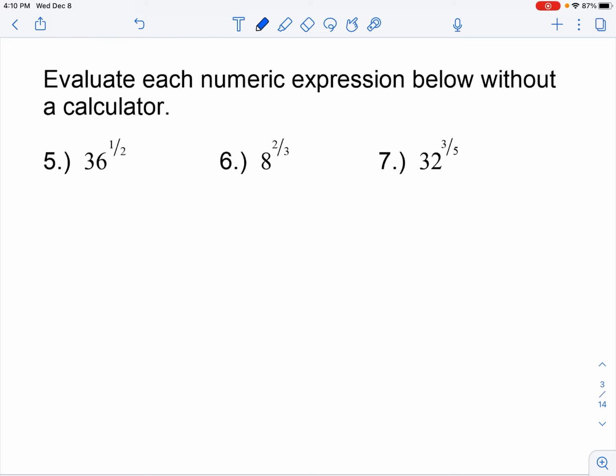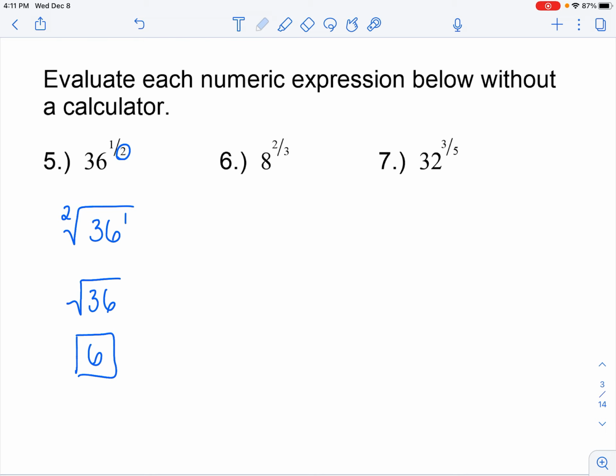The best thing to do is to rewrite it in radical notation because we know how to find the exact value of a radical. So this radical, the index is a 2, and the exponent is a 1. Okay, that means I'm really just looking at the square root of 36. Well, we know the square root of 36 is 6, and we are finished. Easy peasy lemon squeezy for problem number 5.